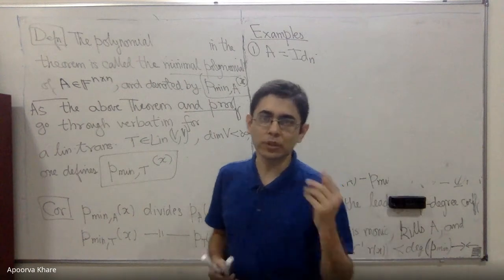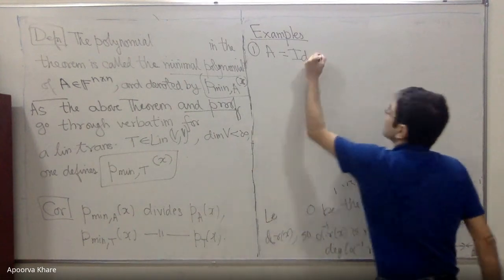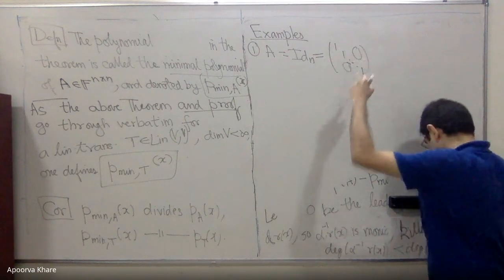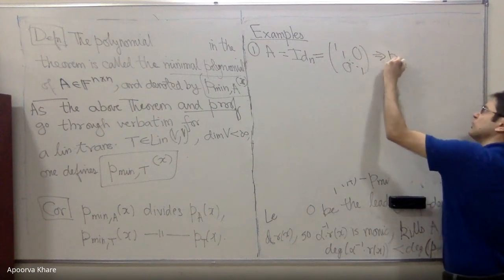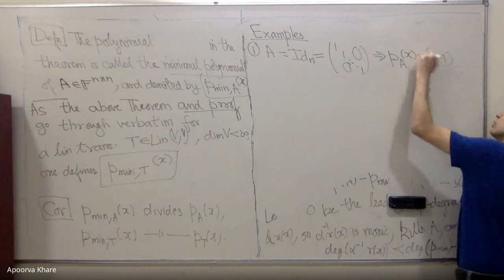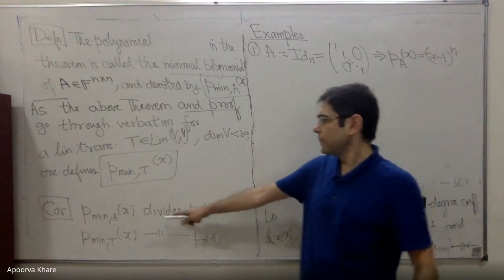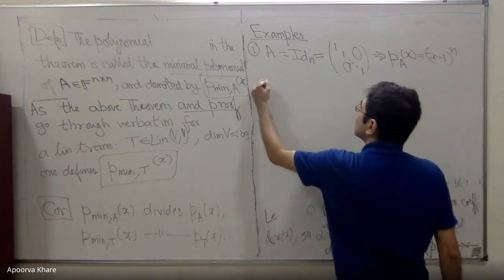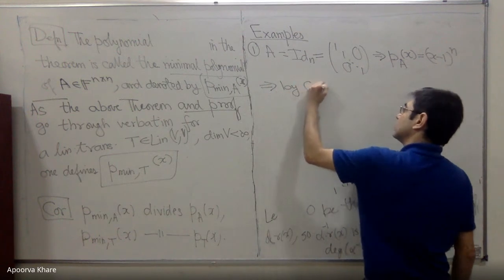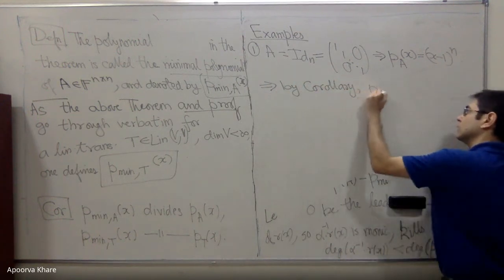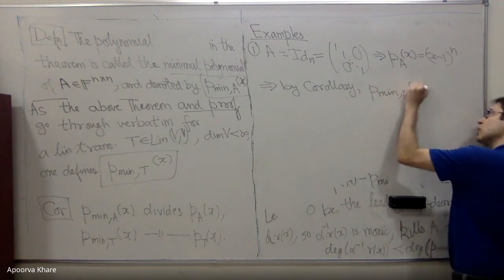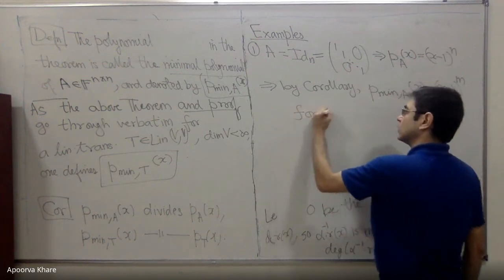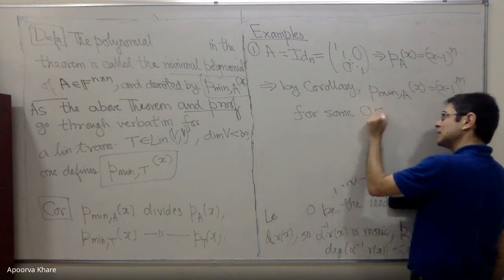In this case, you get x minus 1 times x minus 1 times x minus 1 and so on. So if you do x times identity minus this, you get x minus 1. So let me write this down. P_A of x is x minus 1 to the n. So by the corollary, P min of x is going to be x minus 1 raised to some power. P min comma A of x is x minus 1 to the m for some m, and this divides that, so 0 less than or equal to m less than or equal to n.